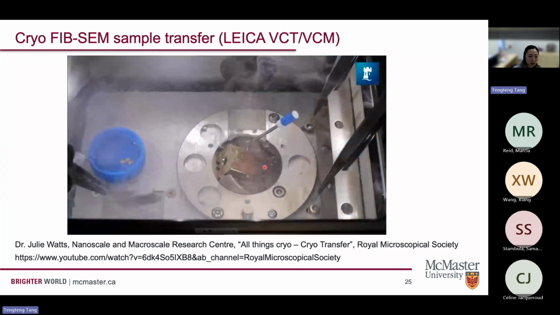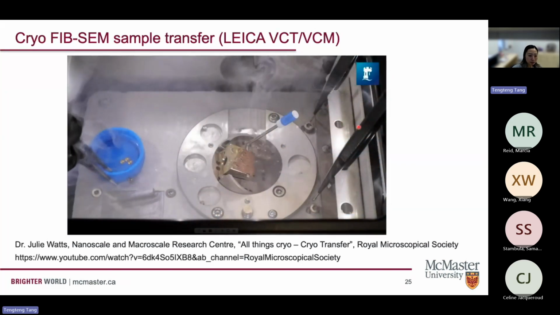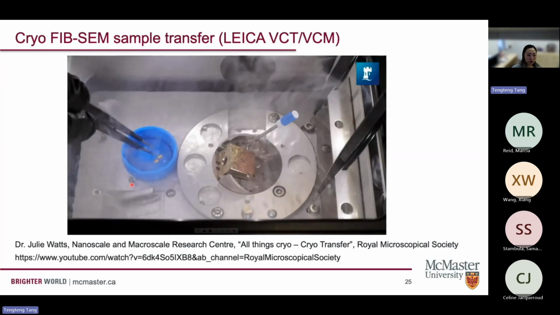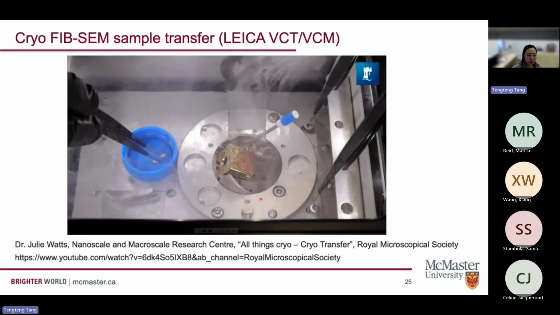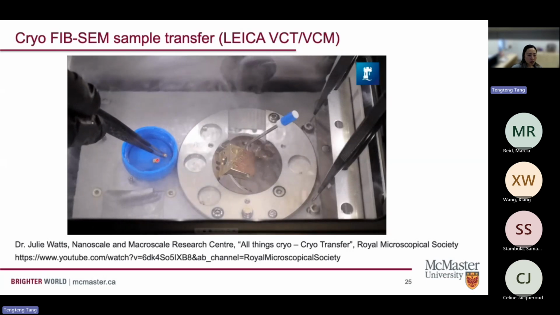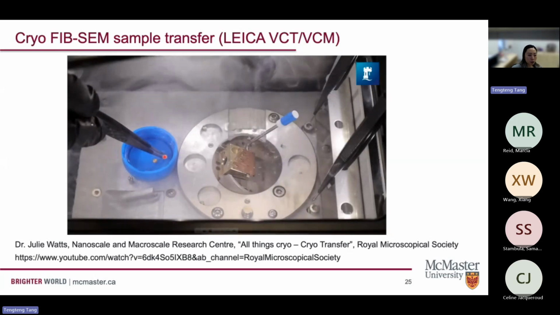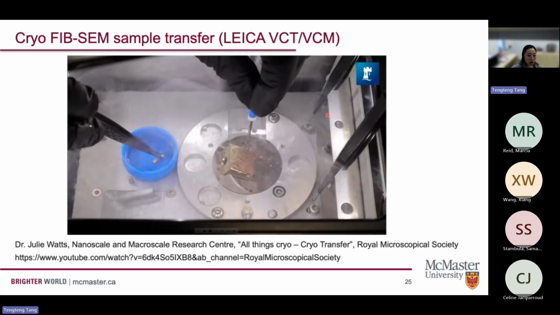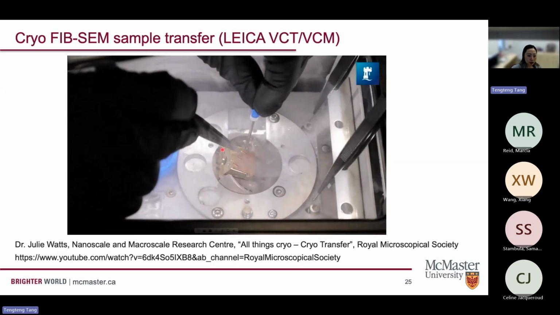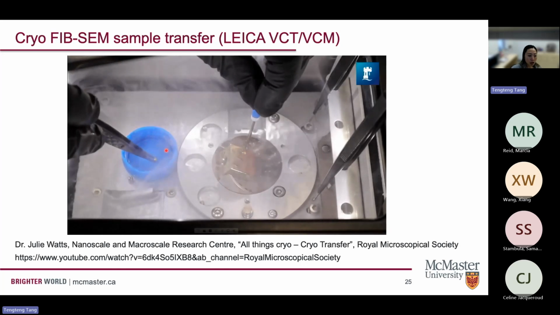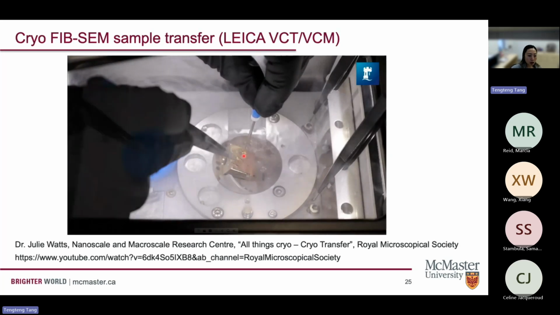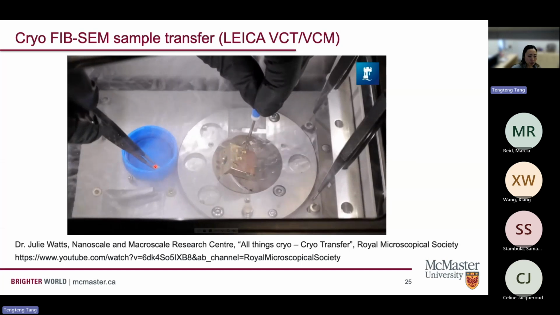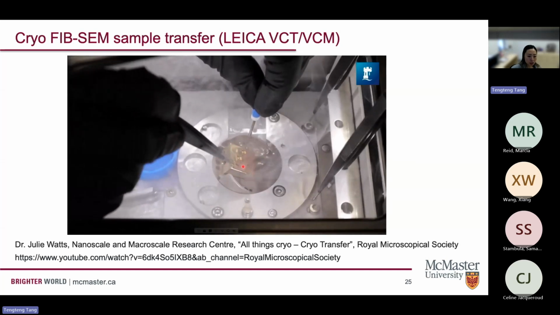VCM and VCT. So here is a top view of the VCM machine where you can see this is the chamber of the VCM, and those are some of the cryo-preserved samples in the planchette. And of course, the chamber is filled up with all the liquid nitrogen. So you have to bring all those planchettes together with the samples still inside to the stage here.